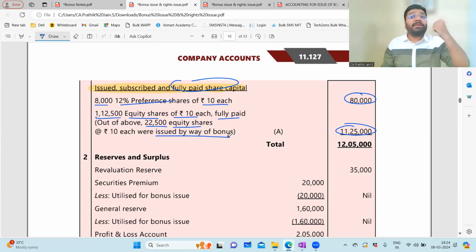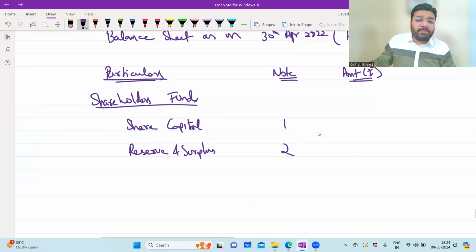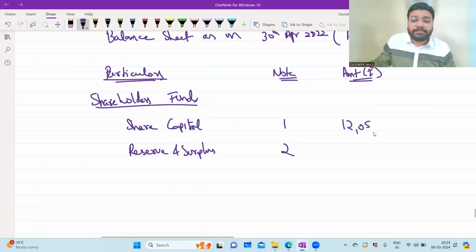Then he'll be wondering why the increase happened. So when he reads this line, he'll understand that, oh yes, it's because of the bonus issue. So like that, the capital is coming here. And this amount of issued, subscribed and fully paid up capital, 12 lakh 5,000, is what will travel to the face of the balance sheet. In the face of the balance sheet, against note 1 you've written, only 12 lakh 5,000 rupees will come.